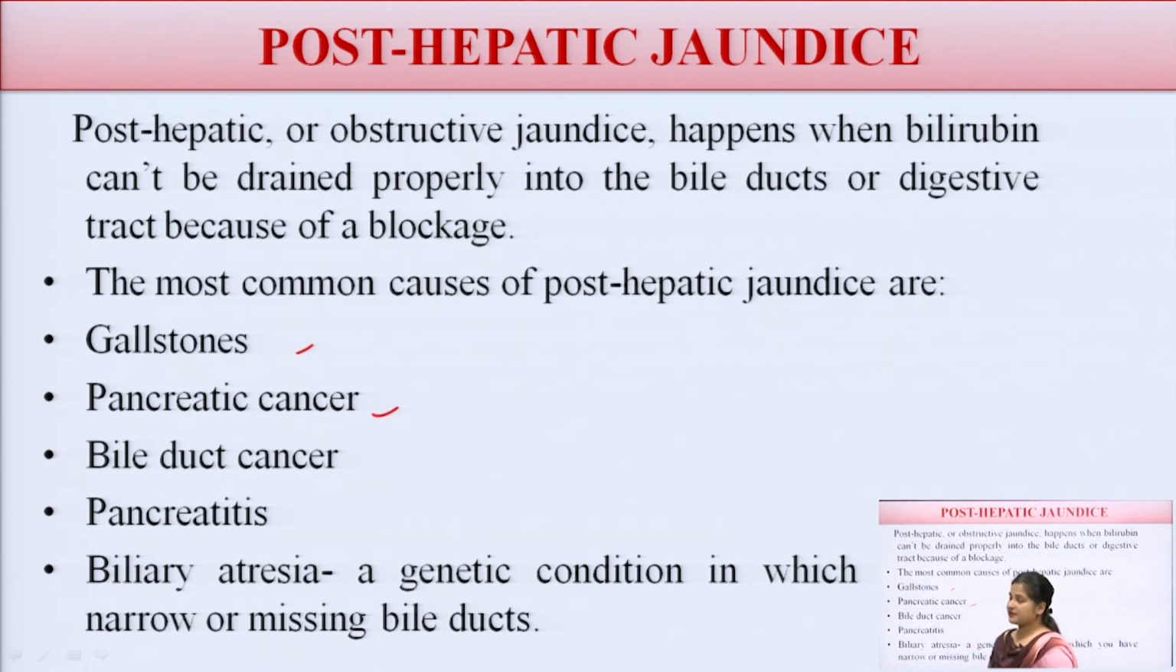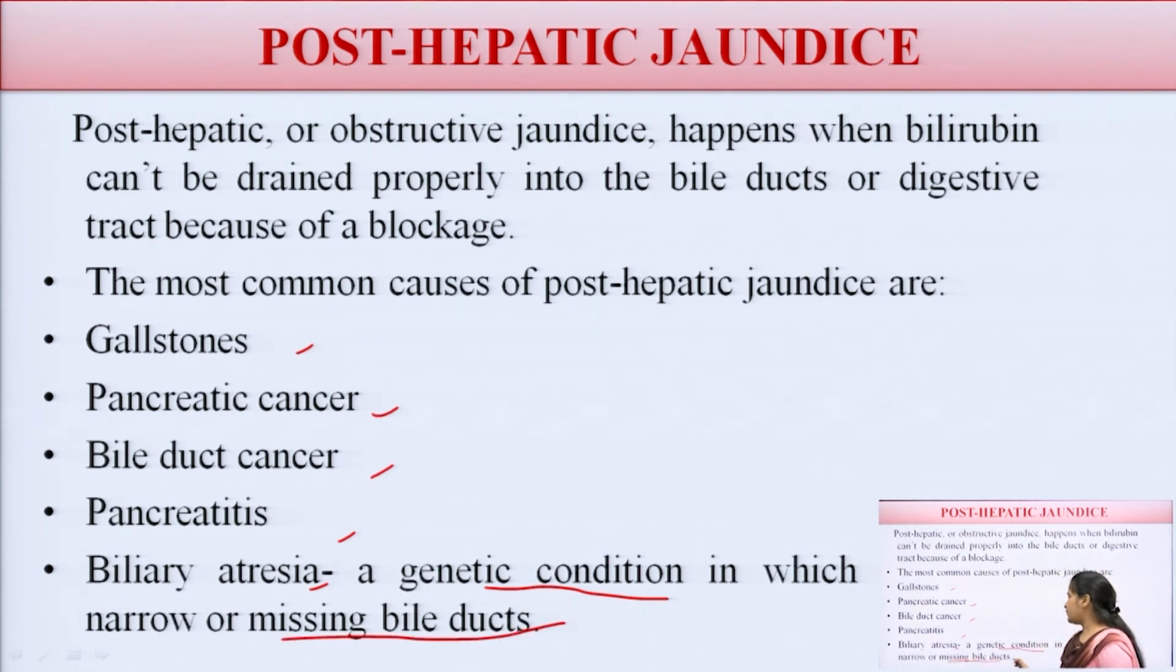Pancreatic cancer, which is cancer of the pancreas. Now, bile duct cancer, pancreatitis. Pancreatitis means there is inflammation of the pancreas. And last one, biliary atresia. What is biliary atresia? Biliary atresia is a genetic condition in which the person has narrow or missing bile ducts. So whenever the person is missing their bile ducts, there is no bile duct, so there is no removal of the bilirubin.